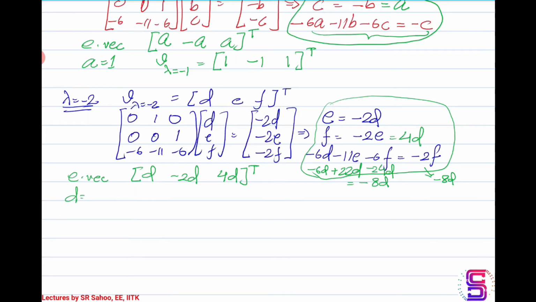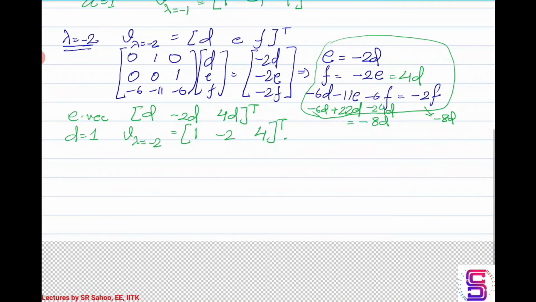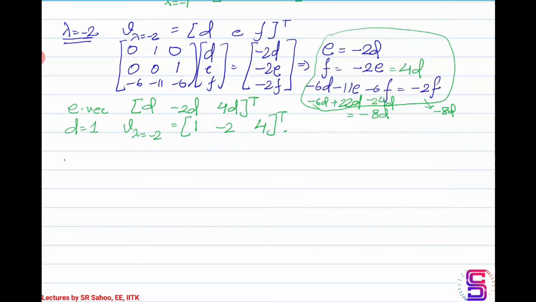Here again, I'll choose D to be equal to 1, thus setting my eigenvector as 1, minus 2 and 4 transpose. This is my eigenvector corresponding to lambda equal to minus 2.